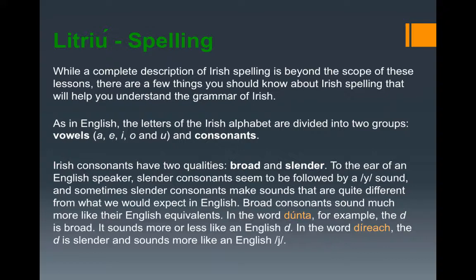In the word dunta, for example, D is broad. It sounds more like the English D that we're familiar with. But when you put the D beside a slender vowel, in the word direct, the D is slender and sounds more like the English J, like in Joe, ledge.